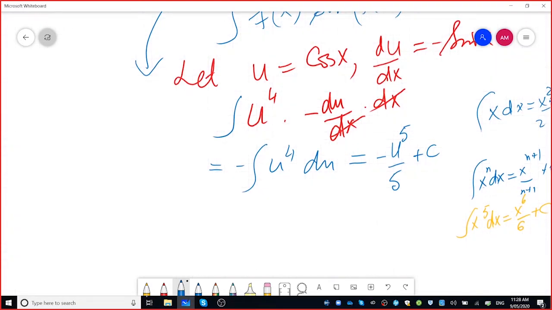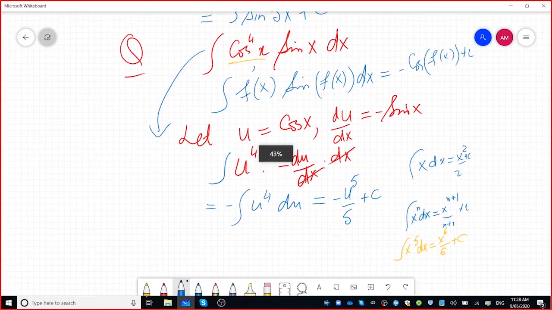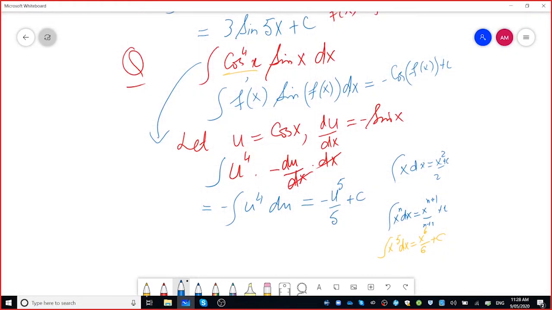So we had this formula. Let me zoom it a little down. We had the question which was this one. Let me highlight it. You see here, and we found this to be the answer. So what is the answer then? Because we converted it, instead of u, what should I write? You should write cos x to the power of 5. So it becomes cos x to the power of 5 over 5 plus c.